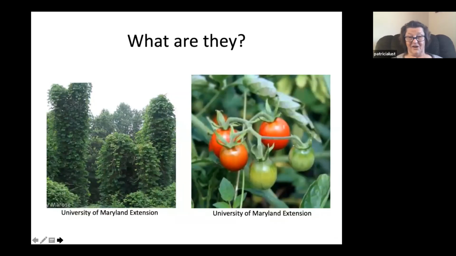What do we have here? On the left, we have, you guessed it, kudzu. And on the right, we have one of our favorites, tomatoes. So these are both non-natives, but we hate the one on the left and we love the one on the right.